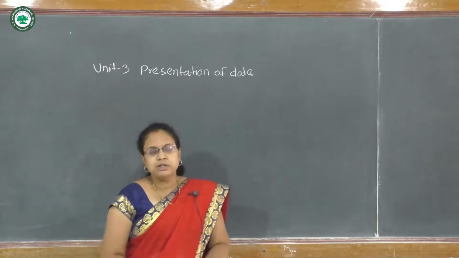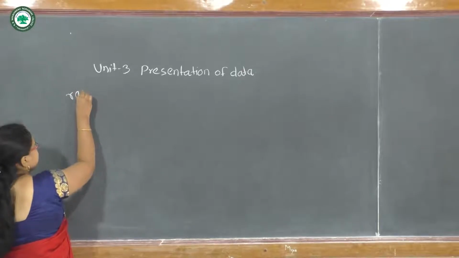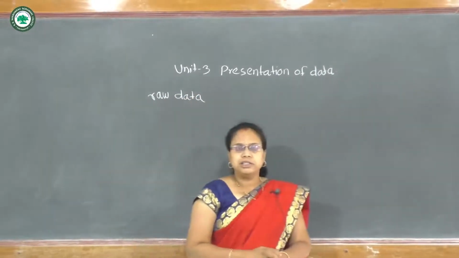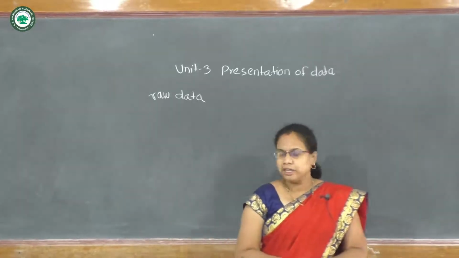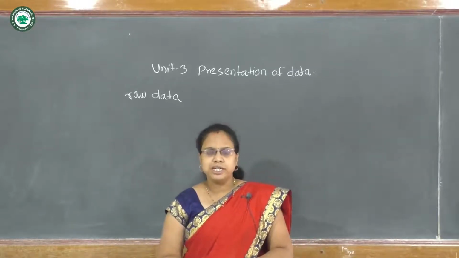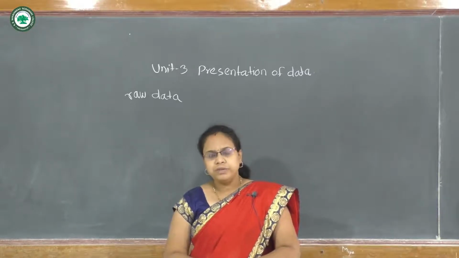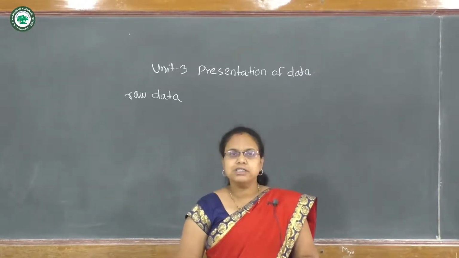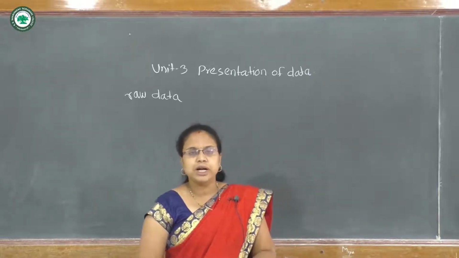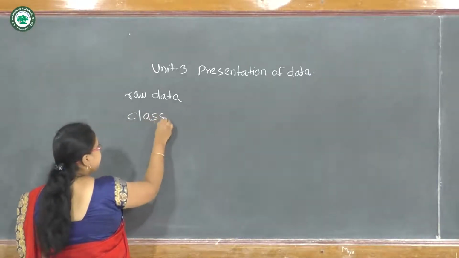So let's start. First of all, what is raw data? In the first step, we have the collected data, which is unprocessed data. That unprocessed data is called raw data. For example, income of 50,000 individuals is raw data. Then we are going to classify that data by using classification. So the next definition is classification.